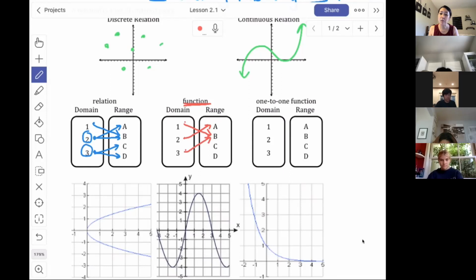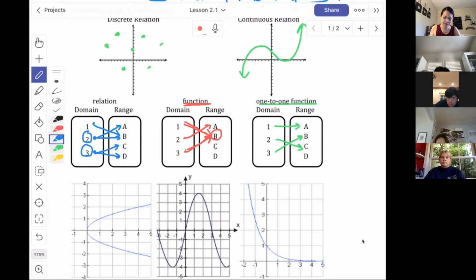This, however, is not a one-to-one function because these guys are sharing the same y. So every y doesn't just have one x. To give you an example of a one-to-one function, it would be something like 1 to a, 3 to b, 2 to c. That would be a one-to-one because you only have one arrow coming out of each x and you only have one arrow going to each y. So that makes it one-to-one.